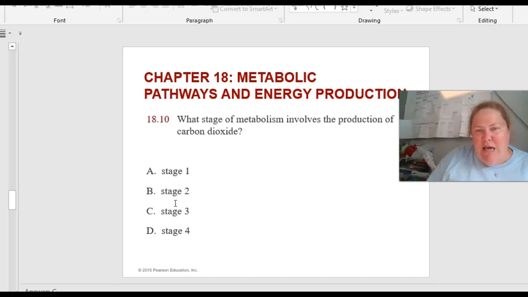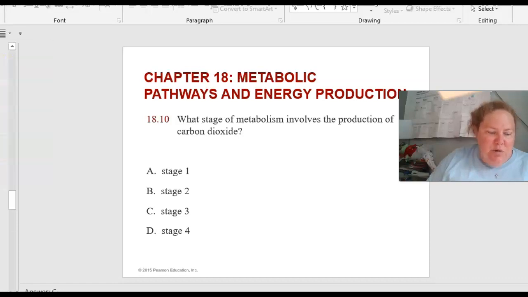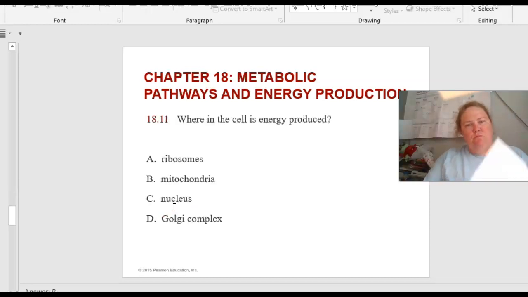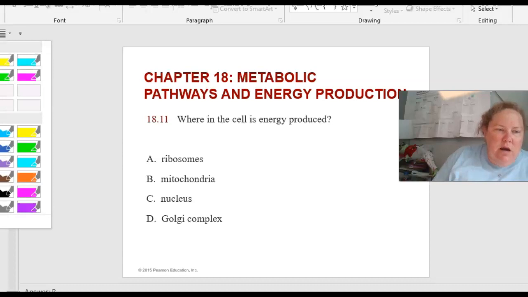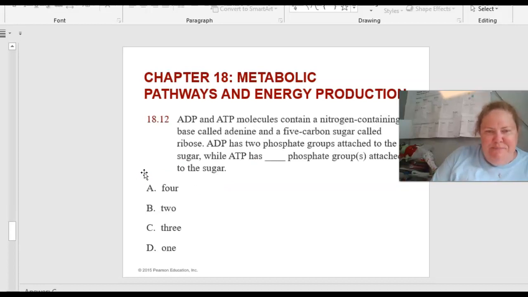Which stage of metabolism involves the production of carbon dioxide? Again, that would be in the digestion stages that your book talks about, and in your book, it says that that is going to be in stage 3. All right, this one is the powerhouse of the cell, i.e., where are we producing our ATP? This would be the mitochondria. That's a very common thing that we've learned from day 1 in science classes, right? The mitochondria is the powerhouse of the cell, and that's where we're producing ATP.